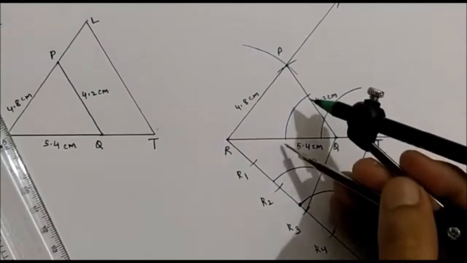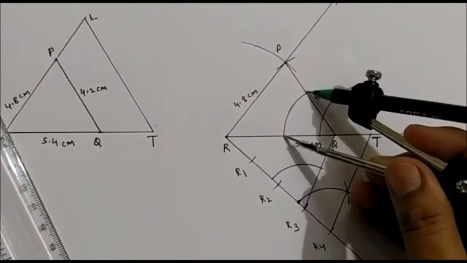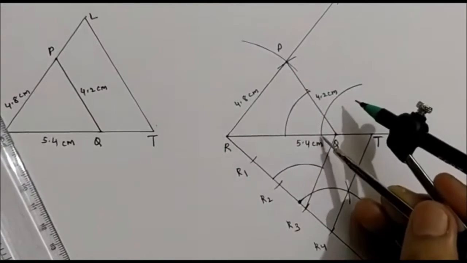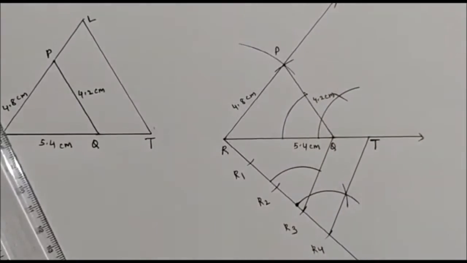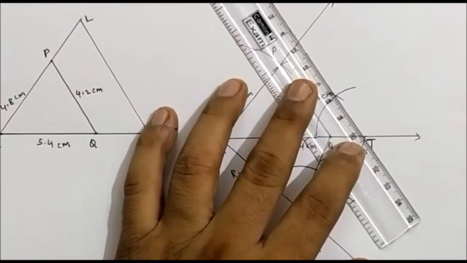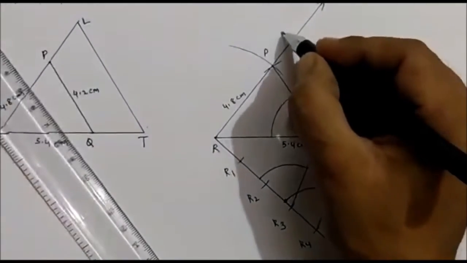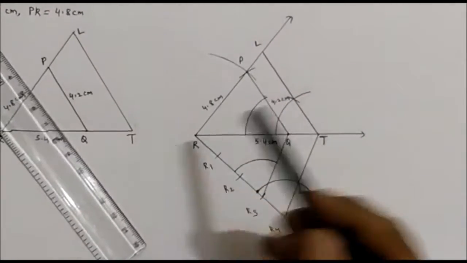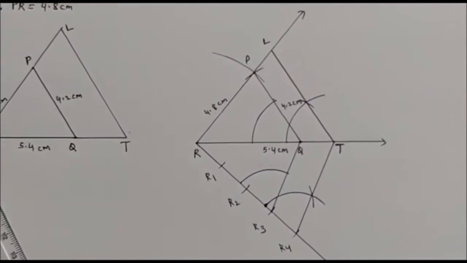Now take this distance. You can see, students, take this distance, and now keep it on this point and cut this arc once again, and with this point join point T now. You can name this point L. So students, you can see that you got triangle LTR and this is triangle PQR. Both are similar triangles. Do this construction.